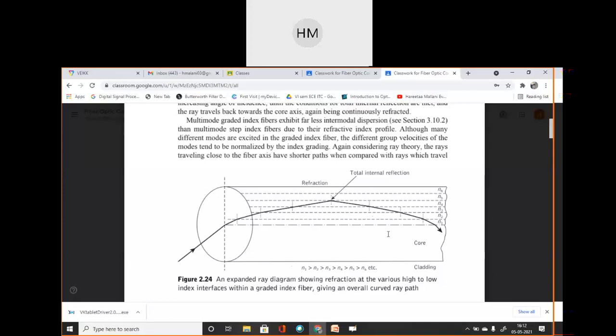For the parabolic profile the value of alpha is 2. For the triangular profile the value is 1. You should remember these values. Why? Because in numericals, if it is mentioned that it is a triangular profile graded index fiber, then you have to take the value of alpha as 1. Parabolic profile, alpha is 2. For other profiles, they will mention these values.